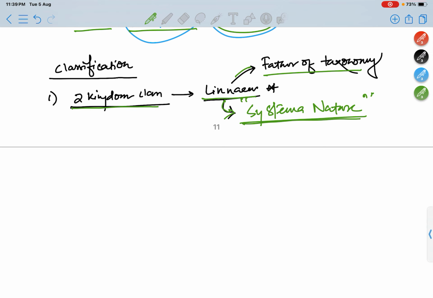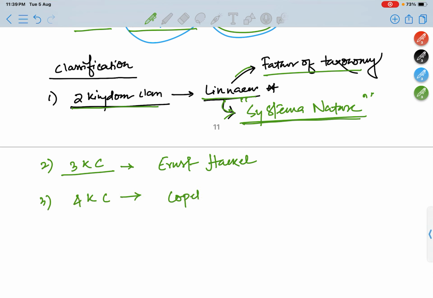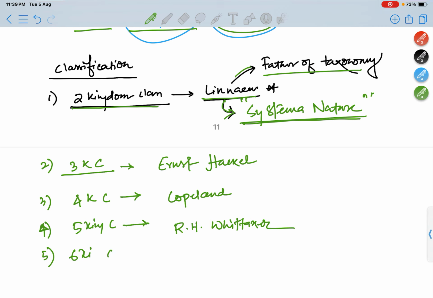Clear? Now, three kingdom classification given by Ernst Haeckel. Four kingdom classification given by Copeland. Then five kingdom classification given by R.H. Whittaker. Six kingdom classification given by Carl Woese.